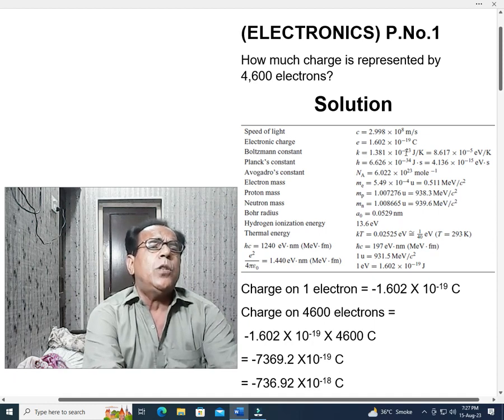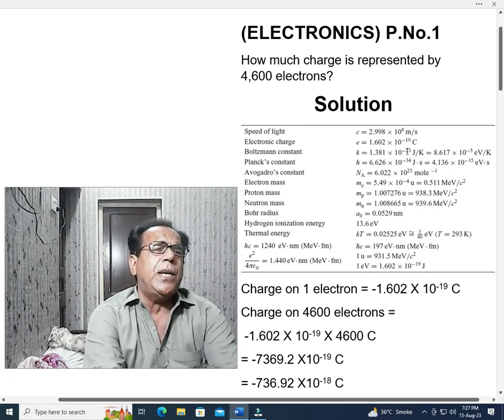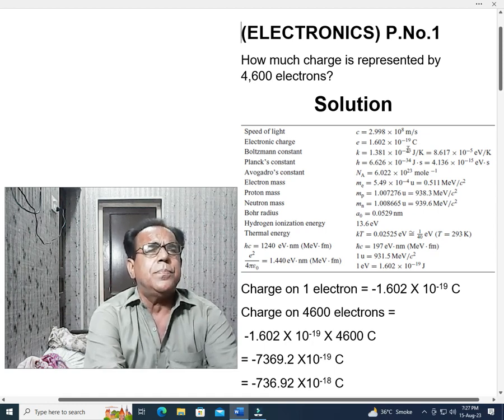Okay. For the time being, we do not go into detail of the definition of coulomb. In some other problem, when it becomes more relevant, then we will also discuss the definition of coulomb. Okay.